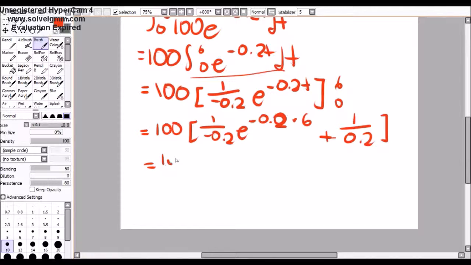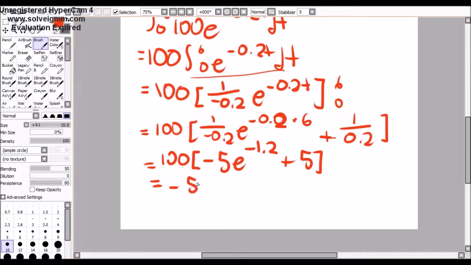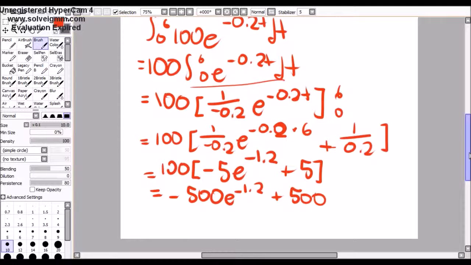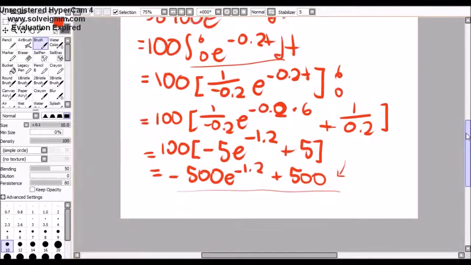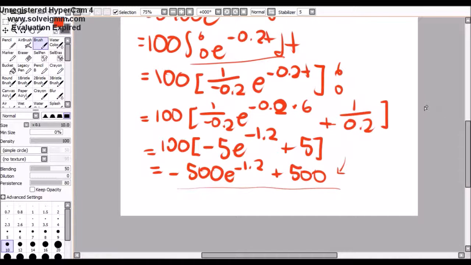And then we can simplify a little bit, and then this is negative 5 e to the negative 1.2 plus 5. And then we distribute the 100, so negative 500 e to the negative 1.2 plus 500. And if this is no calculator, we'd be done here, and this would be our final answer. But then, since this isn't a test, and I don't really know what kind of number this thing here is, so I'm just going to punch it in a calculator, and we get that this is roughly 349 people.